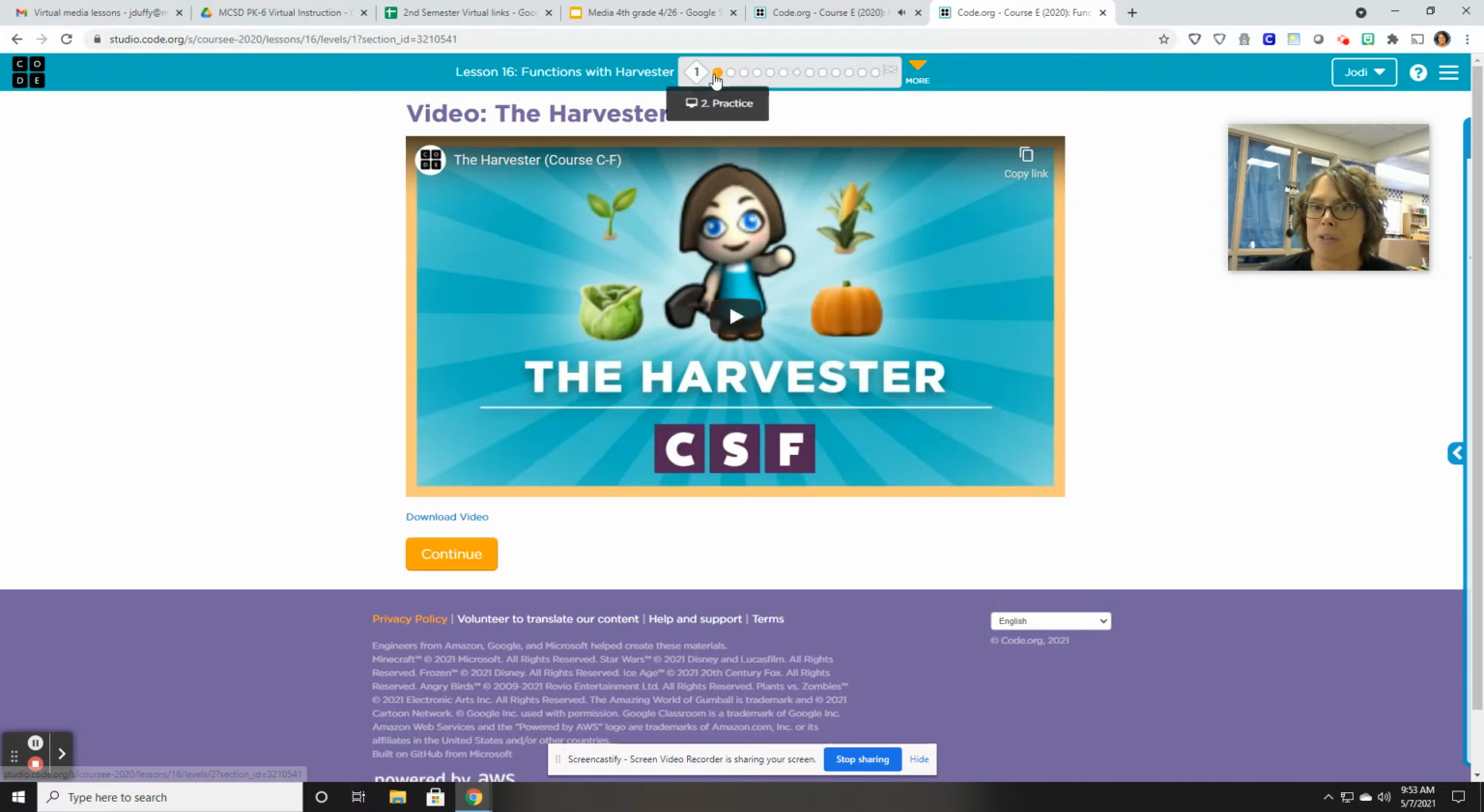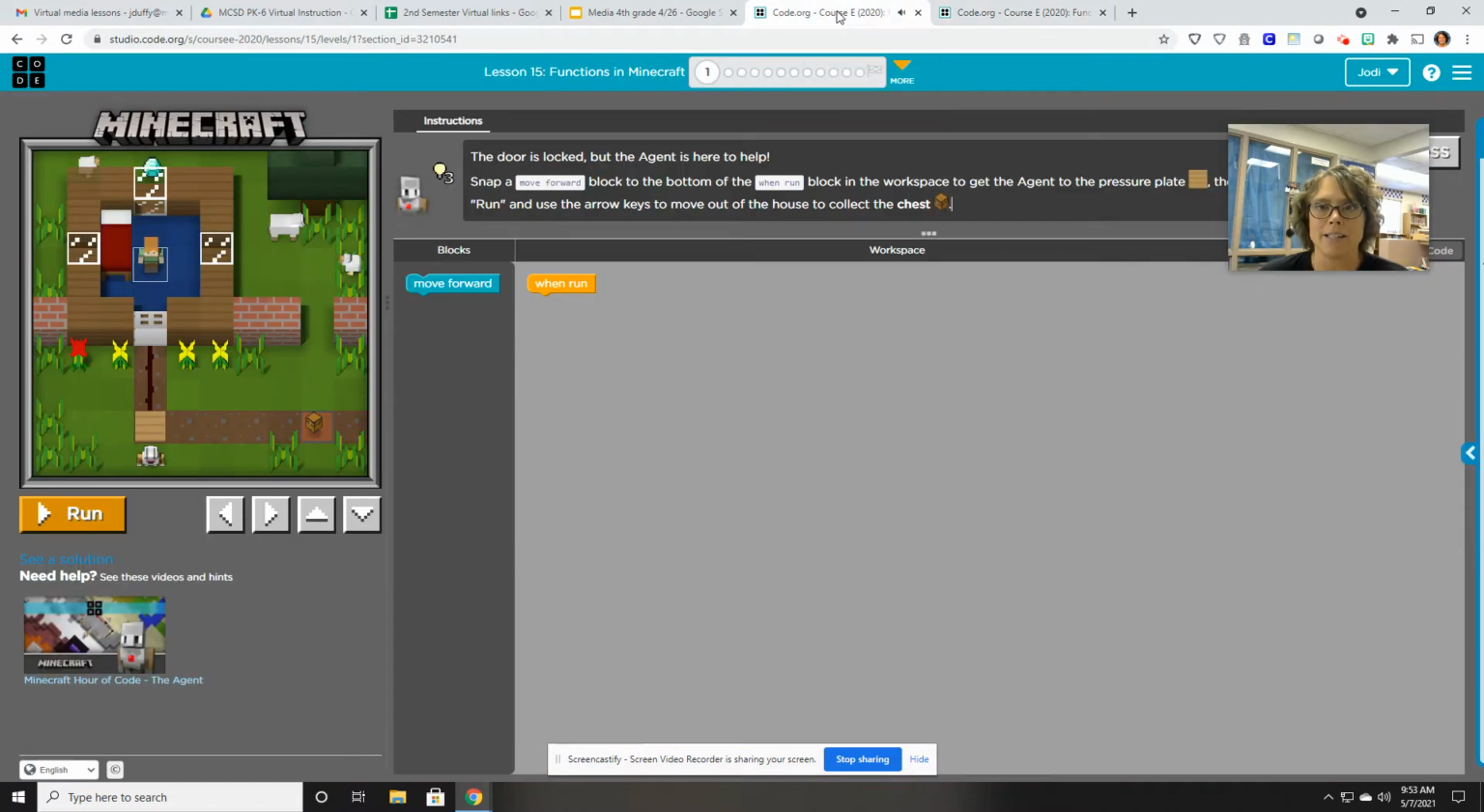I want to point out something to you. I'm just clicking back onto the last lesson that we did with Minecraft, and when you look at Functions with Harvester, you'll notice that your toolbox looks a little different. So last week with Minecraft and all the other ones, all the blocks that you'll need are listed right here. Of course, this is the first one, so there's not very many blocks to see.